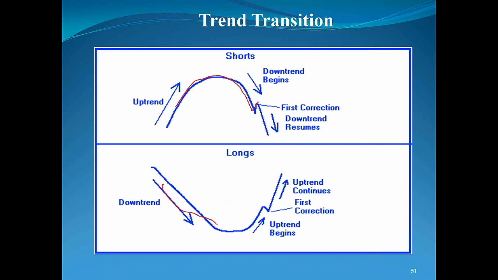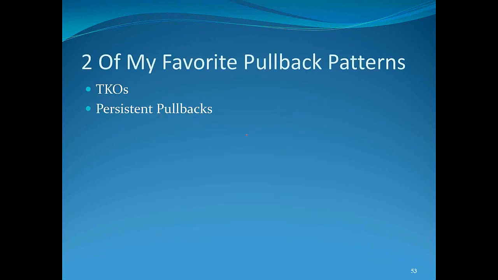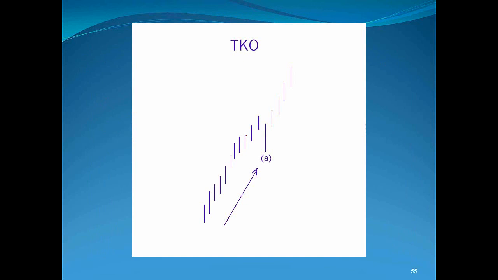Or you have a downtrend, it begins to sort of bottom out, and then an uptrend begins. Let's talk about trend resumption real quick. Now, two of my favorite patterns, other than generic pullbacks, are TKOs and persistent pullbacks when it comes to trading trends. So TKO, you're looking for this big arrow on the chart.